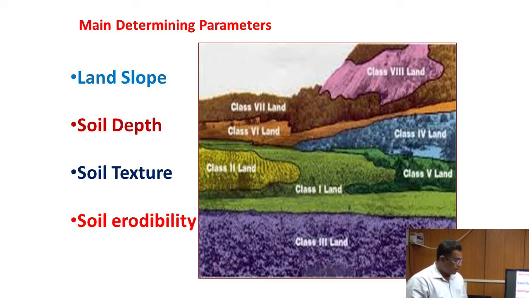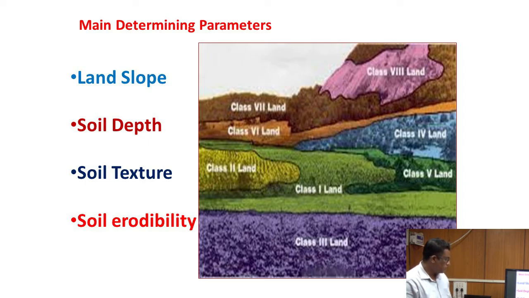Here in this picture we can see, just as a representation, we have classified all the 8 classes of land, out of which half are not suitable and half, that is class 1, 2, 3 and 4, are land which is suitable for cultivation. Here we see class 1.